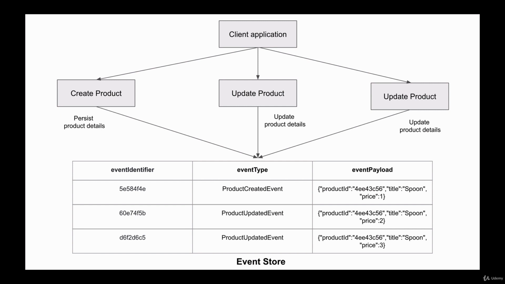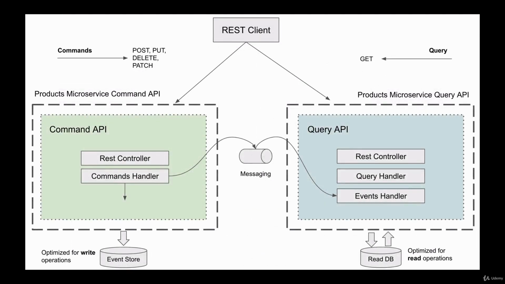Now let's see where event sourcing is used in a CQRS application. So here's a diagram of a product microservice that we have split into two APIs to adopt the CQRS design pattern. On the left side we have a command API and on the right side we have a query API. When a client application sends an HTTP POST request to create a new product, the command handler will handle the command, a product created event will be created, and it will be persisted into a database which is now going to be called event store.